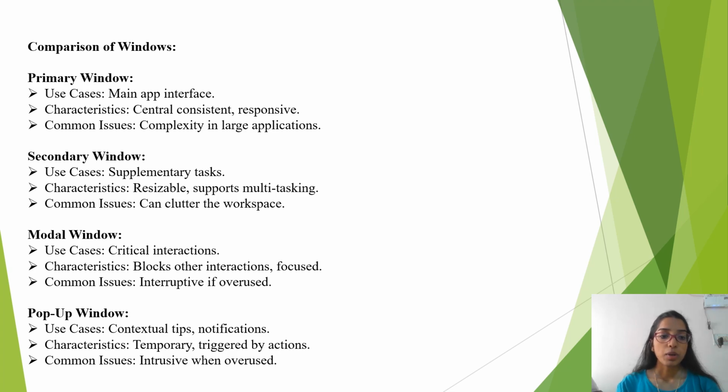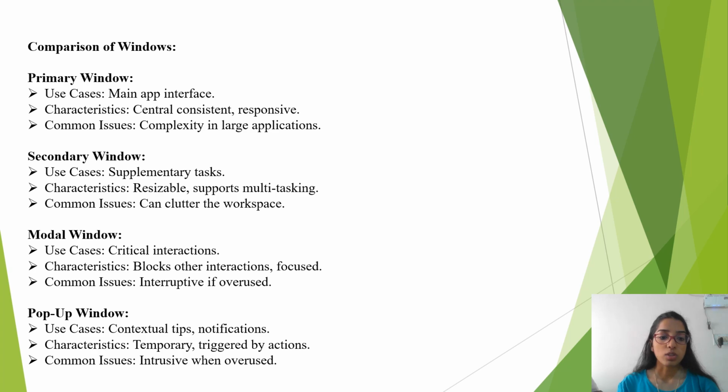Next, let's move into modal window. For this modal window, the use case is critical interactions. For critical interactions, we can use this modal window. The characteristics of this modal window are that it blocks other interactions and it is also more focused. And the common issue of this window is that it is interruptive if overused. If we overuse this, it can interrupt the interactions.